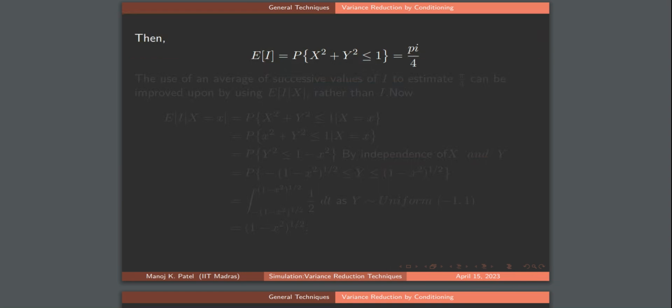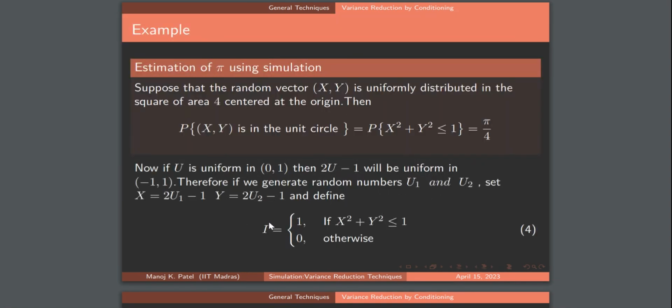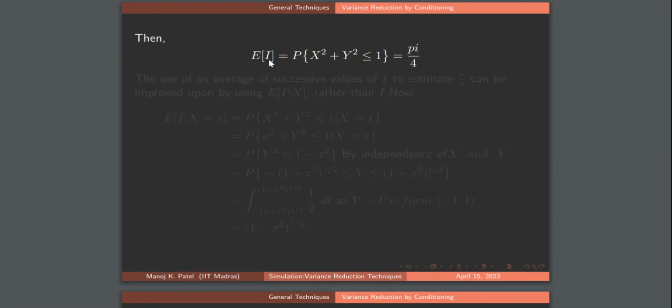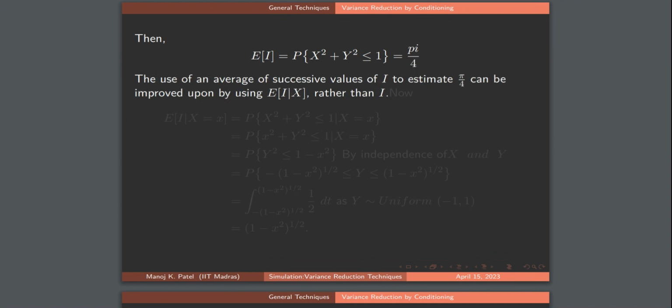Now we are interested in the expectation of this random variable, which is just the probability that the random vector falls inside the circle, which is pi over 4. The use of the average of successive values of I to estimate pi/4 can be improved upon by using the expectation of I given x, rather than I.